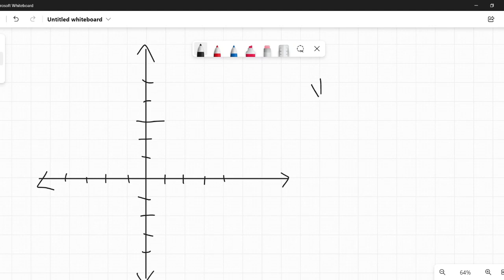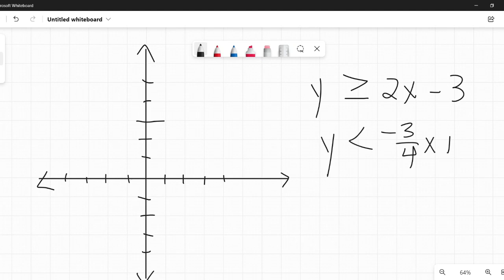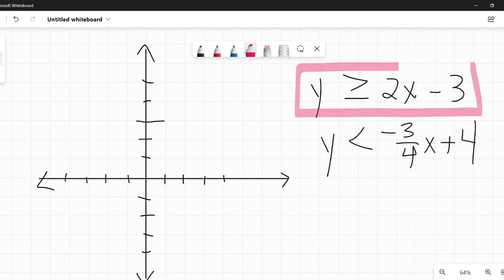So here's an example. If I said y is greater than or equal to 2x minus 3 and y is less than negative 3/4 x plus 4. Okay, so I'm going to graph each of these separately, and then I'm going to graph my final solution. So first, y is greater than or equal to 2x minus 3. Because it is a greater than or equal to, it's going to be a solid line.